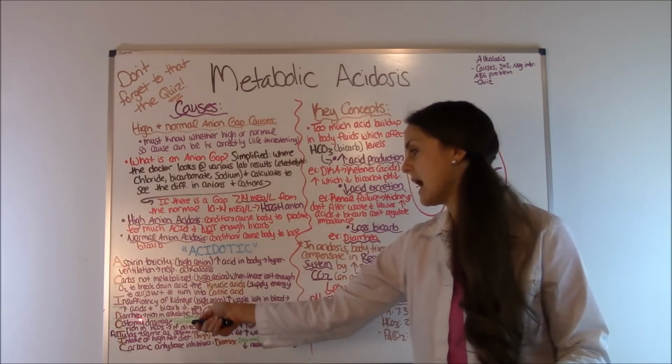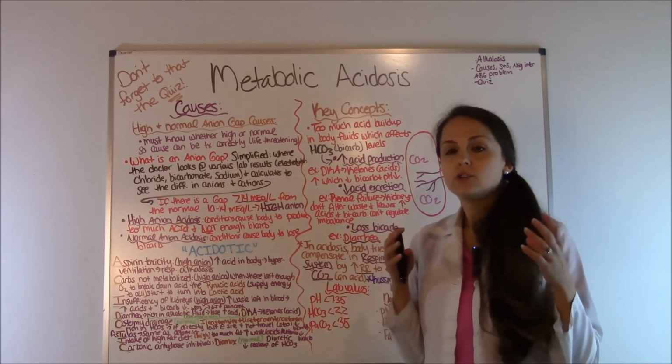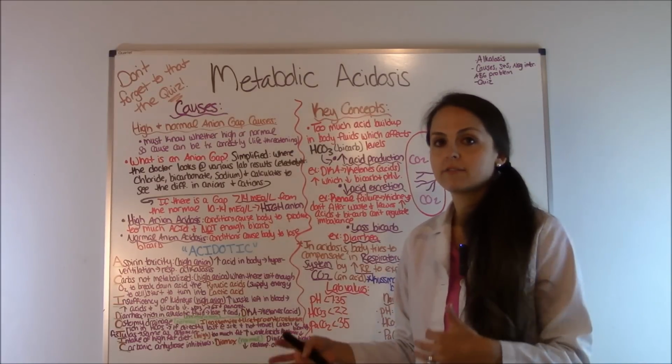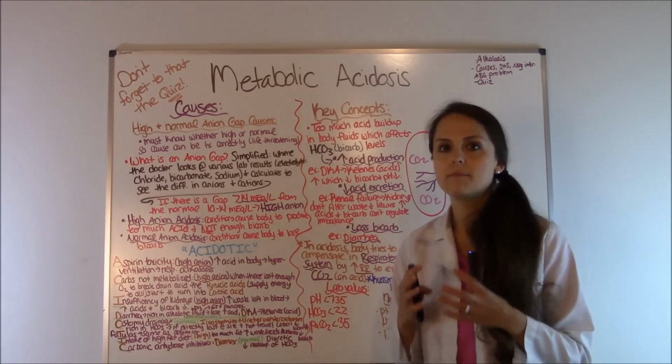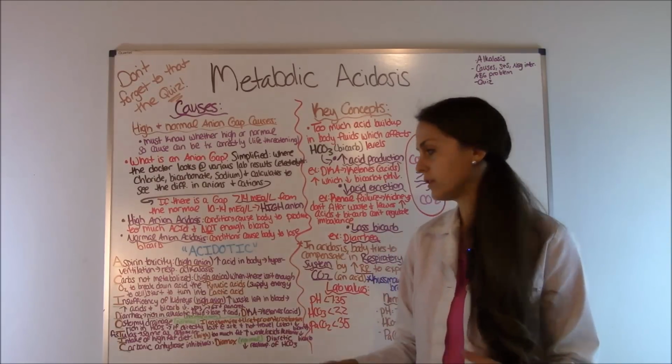Okay, D for diarrhea. Your GI fluids and your pancreatic fluids, all those fluids are rich in bicarb, HCO3, alkalotic fluids.